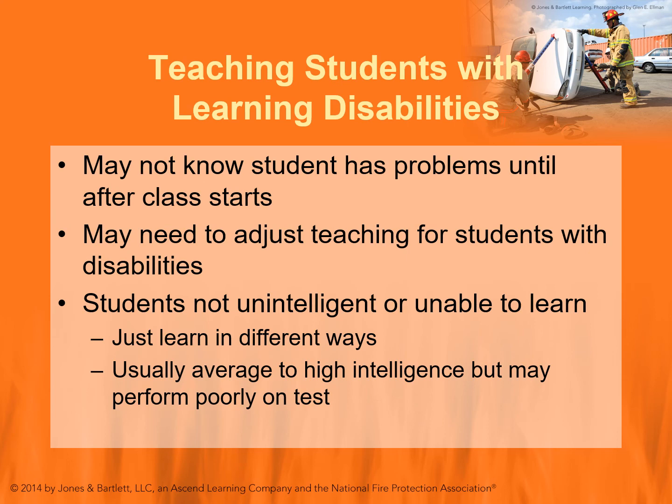So teaching students with any of these disabilities, first we may not know the student has problems until after a class starts or after a class begins. And so we may need to adjust our teaching for students in these situations. It doesn't mean that they're unintelligent or that they're unable to learn by no means. They just are going to pick up on the information in different ways. Usually average to high intelligence, but they may perform poorly on a test or an exam.